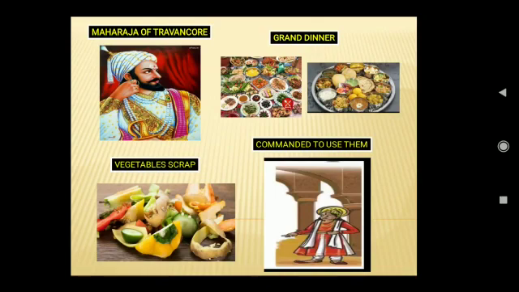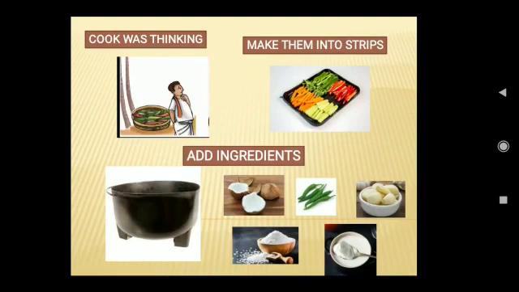So everyone was ready, and the cook was making so many dishes. And in between, during the evening, the Maharaja went into the kitchen, and he saw some vegetable scrap, the waste of the vegetables, and he said, what do you plan to do with this vegetable scrap? And then the cook said, I want to throw them away. But the Maharaja said, you should not waste the food, you have to use them in any way. I do not know how, but you have to use them. And then the cook was stumped, and he was thinking what he should do with the vegetable scrap.